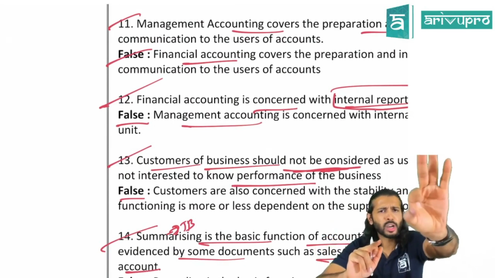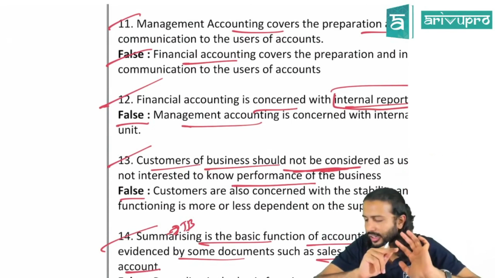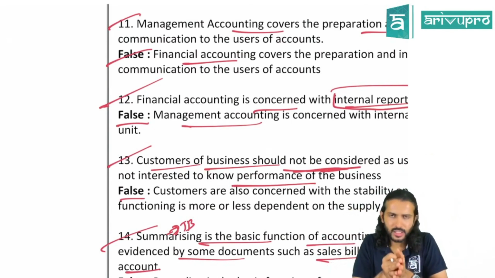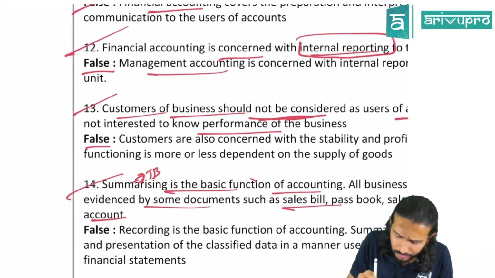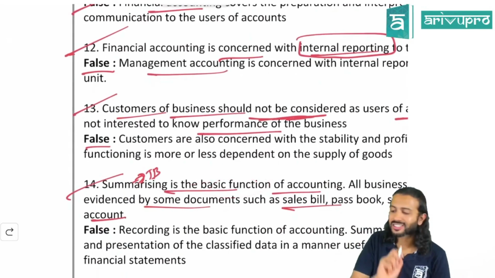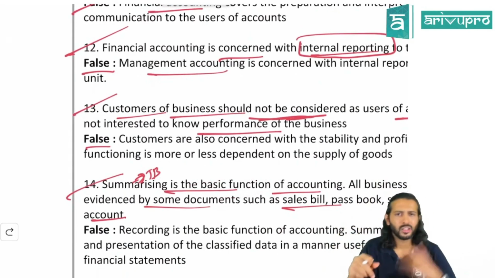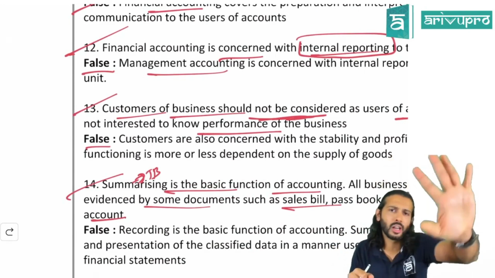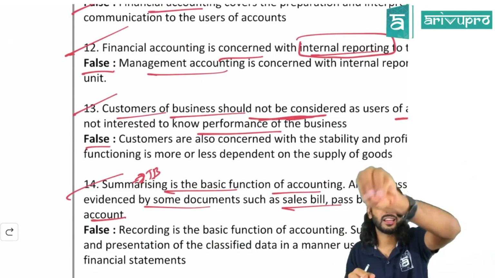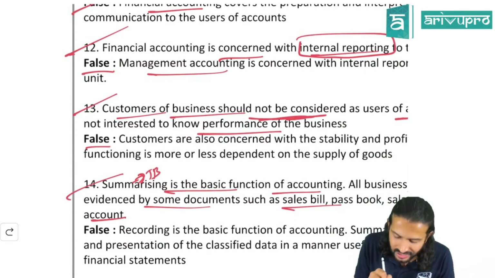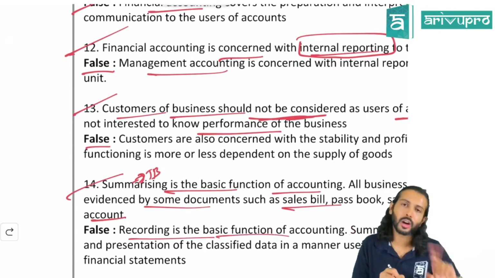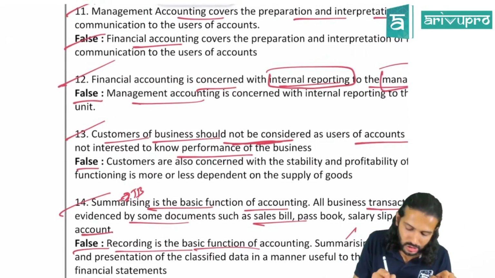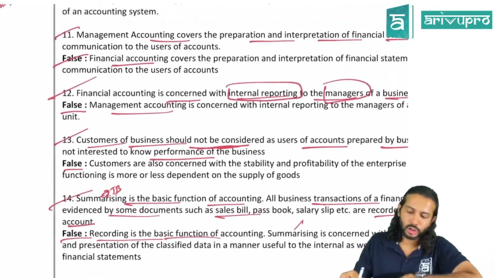First thing you do is bookkeeping. That is nothing but journal we say. Recording is the basic function of accounting, not summarizing. First you will record. That recording only we call it as journal. Recording we call it as journalizing. So that is the first or the basic function of accounting, not summarizing. So the answer to this is also false only.